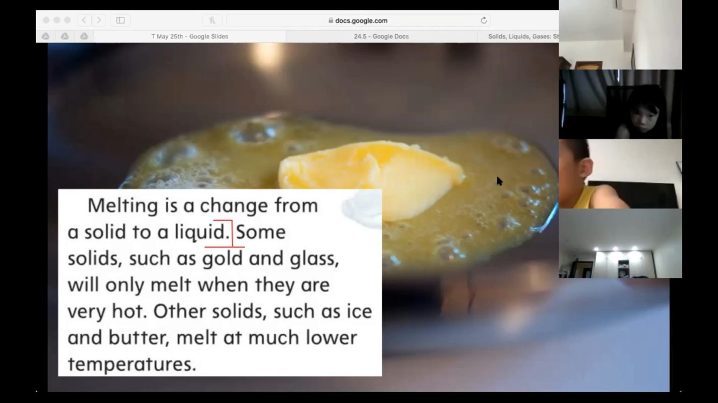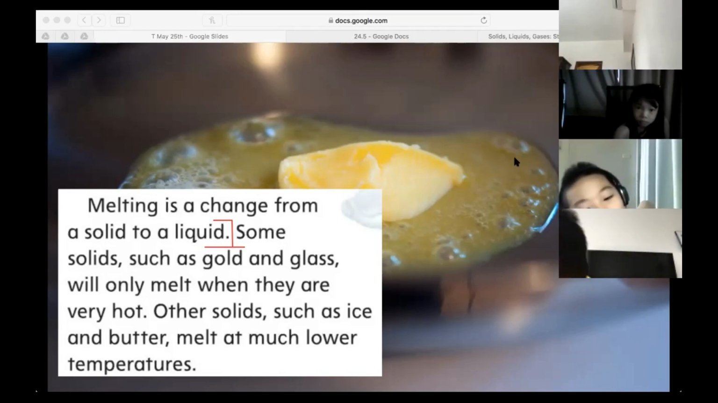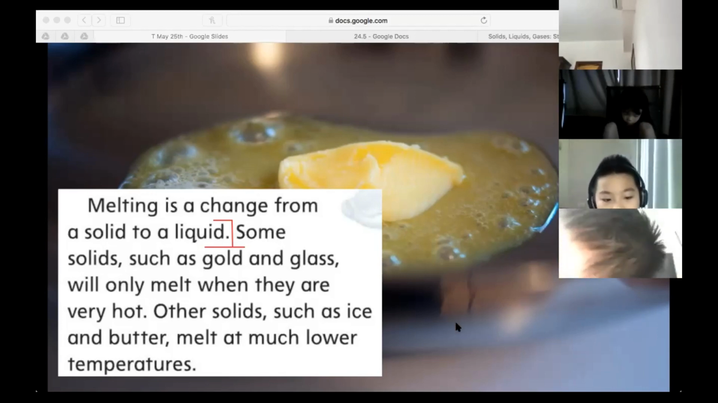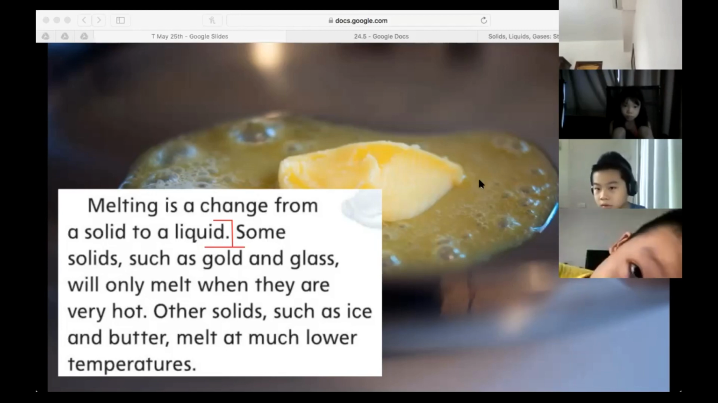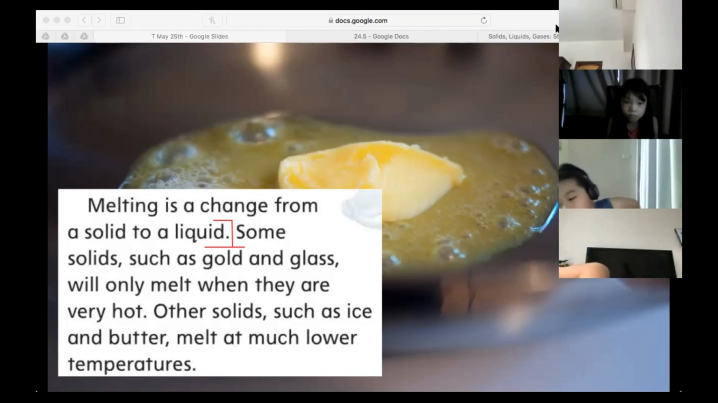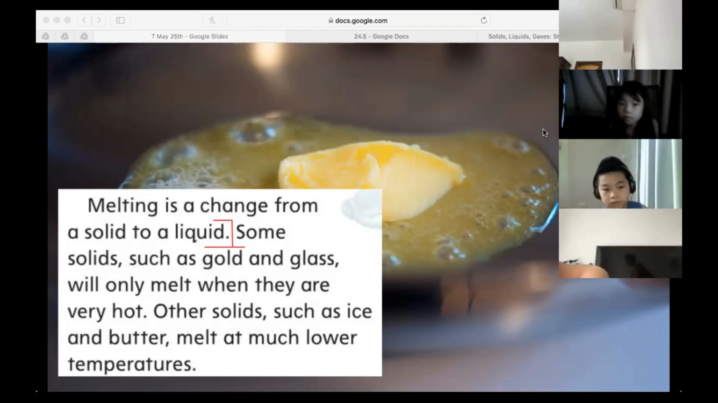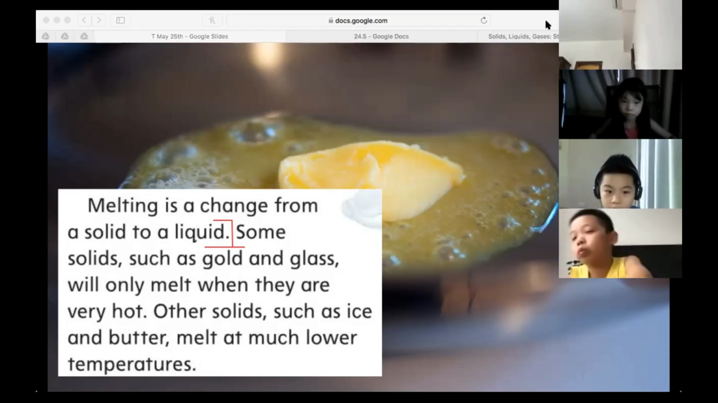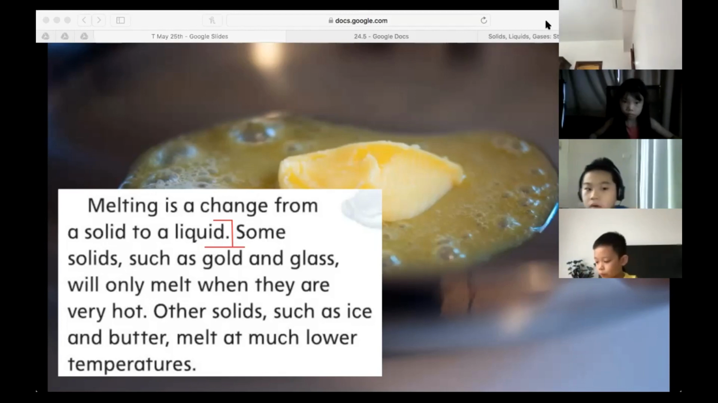Milk, can you please read the last sentence? Such as ice and butter melt at much lower temperature. Excellent. So everyone underline the materials that melt at a lower temperature. The ones that would melt maybe at 30 degrees Celsius. Which ones melt at a lower temperature? Go ahead, underline.